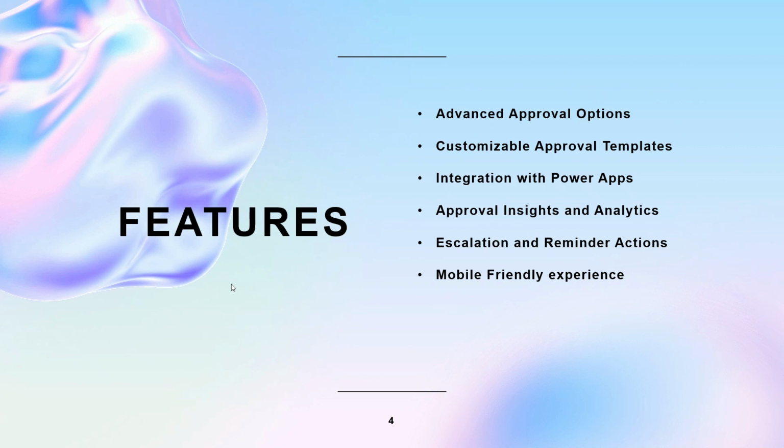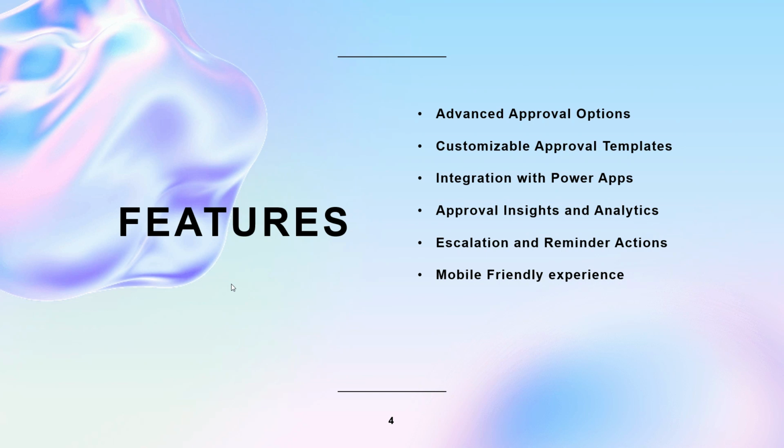There are many features of the approval kit, but I will be discussing a few of them. The first feature is the advanced approval option. Approval kit comes with advanced approval options such as parallel approval, sequential approval, and conditional approval. Let's talk about the second feature, that is customizable approval templates. In approval kit you can easily customize approval templates to match your organizational branding. The third feature is integration with Power Apps. Approval kit can be easily integrated with Power Apps.